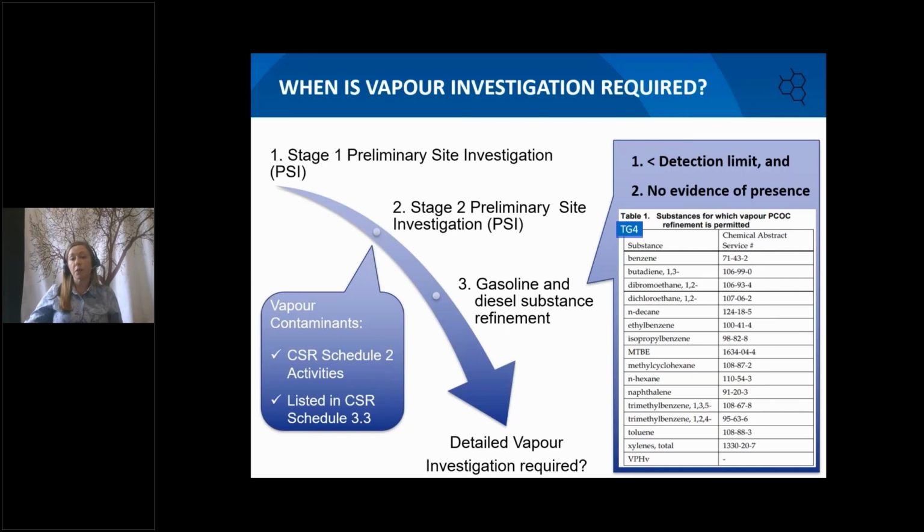But if a Schedule 3.3 substance is not in this table, such as trichloroethylene or TCE, and is a substance of concern based on Schedule 2 uses, then a detailed vapor investigation is required, even if initial soil, water, and sediment concentrations are below the detection limit.